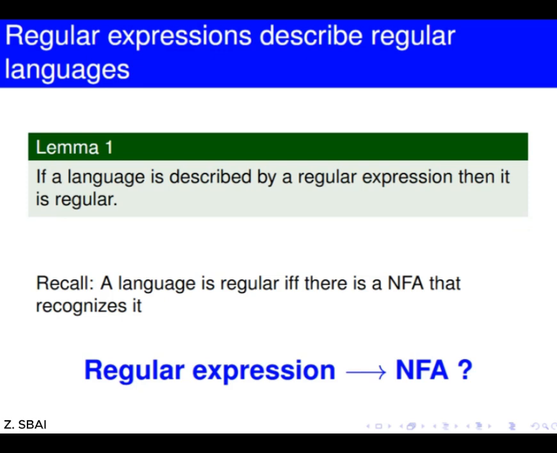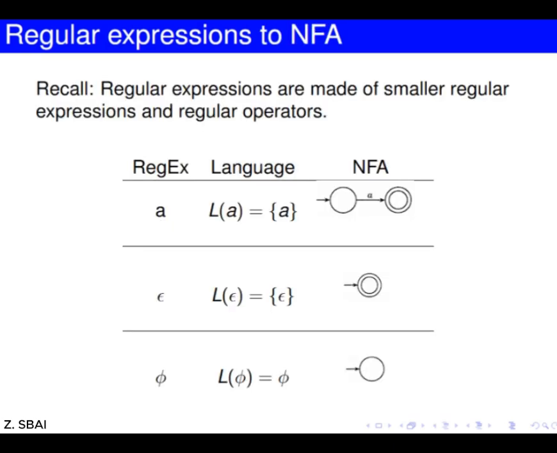To prove this, let's recall that a language is regular if and only if there is a non-deterministic finite automaton that recognizes it. So it's possible to take the regular expression and build a non-deterministic finite automaton for the same language. For this, we'll go back to the definition of regular expressions. Regular expressions are made of smaller regular expressions and regular operators between them.